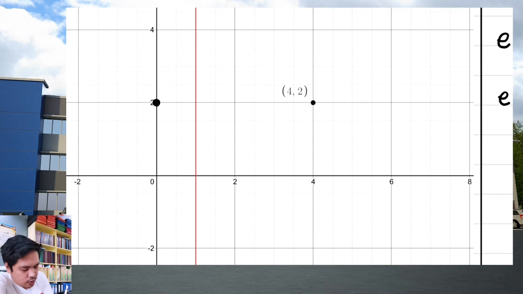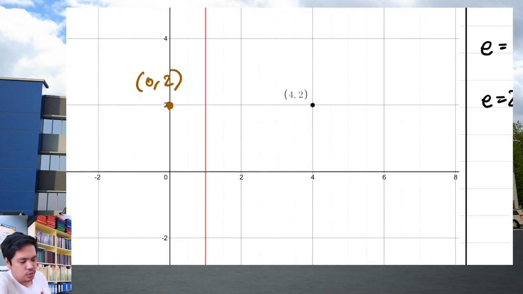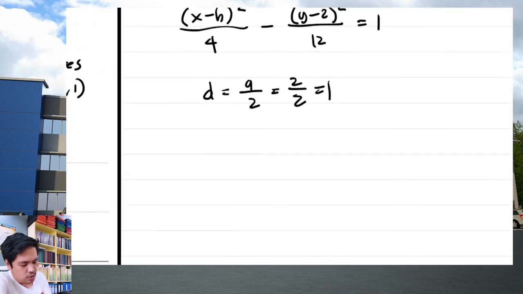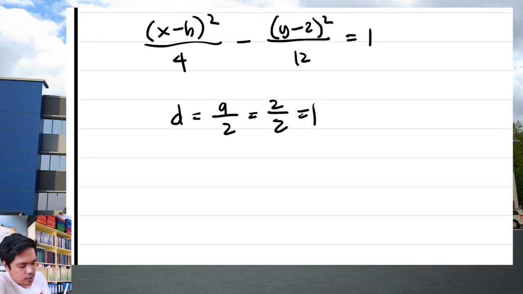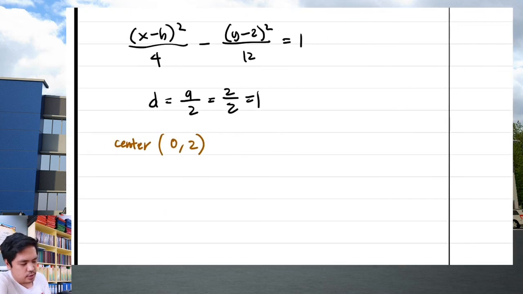So, therefore, this is the center. The center is at x equals 0. So, syempre, the value of y is 2. So, 0, 2. So, that is the center. Ayun. So, therefore, the center of this hyperbola is at (0, 2). Ayan. So, may makukuha na tayong answer dito.